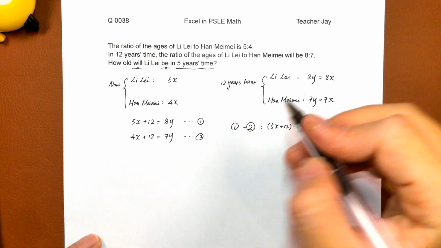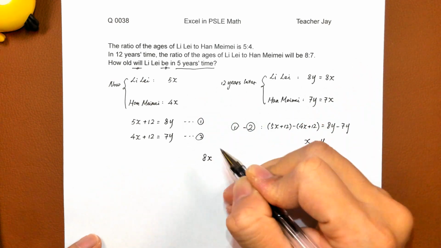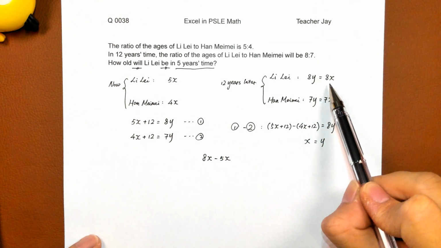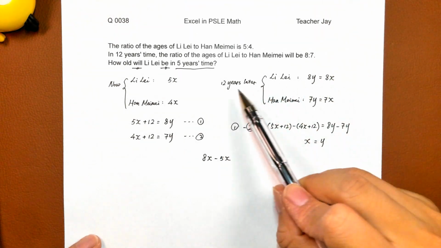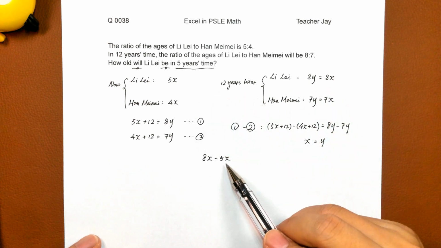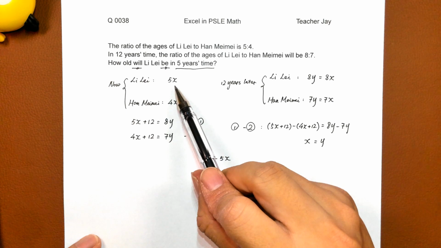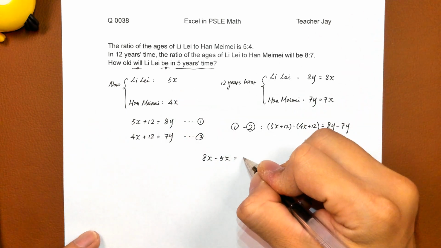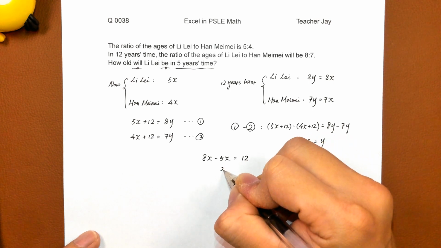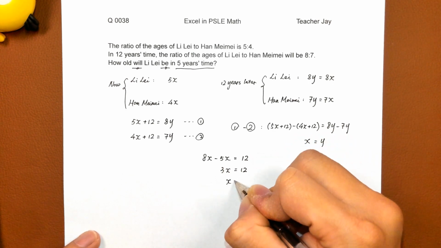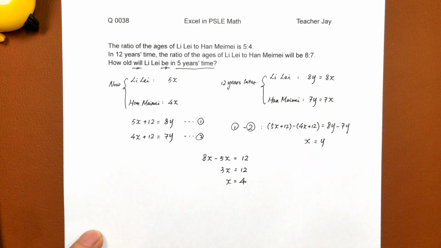That means 8x minus 5x. Age of Li Lei in 12 years' time is 8x, 5x is Li Lei's present age, the difference equals 12. 3x equals 12. x equals 4. Okay? Also y equals 4.